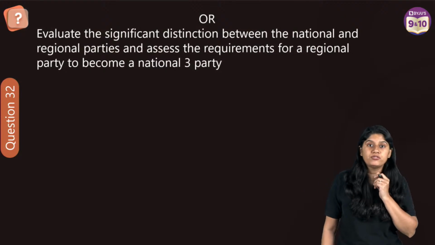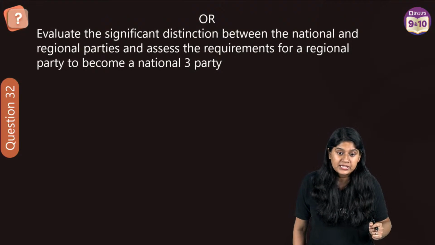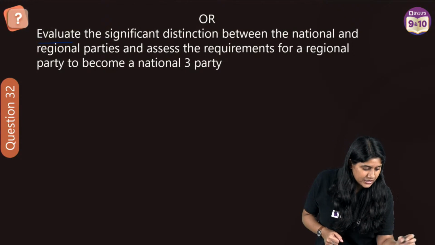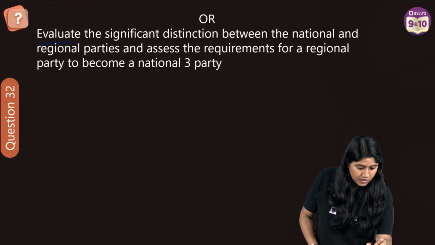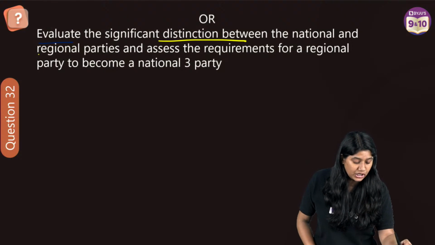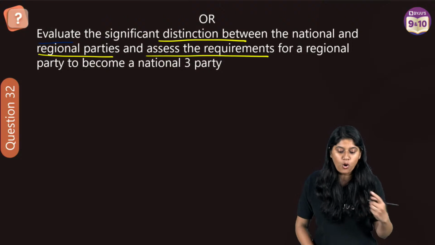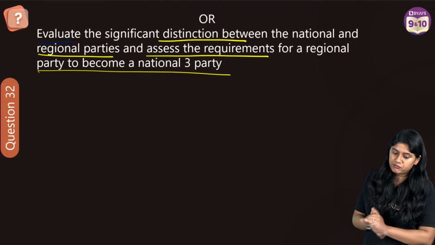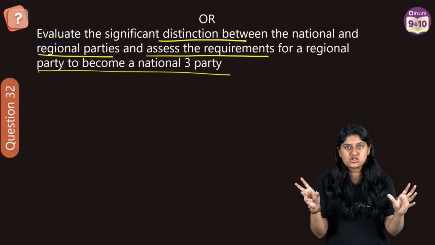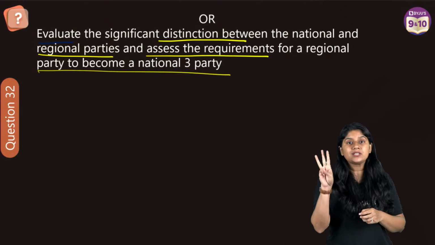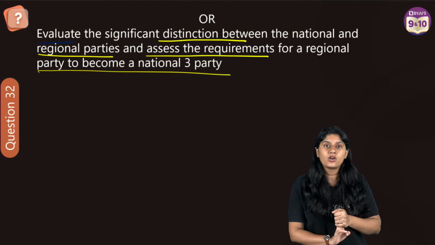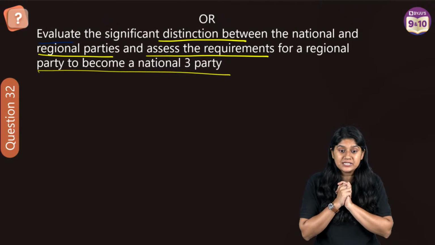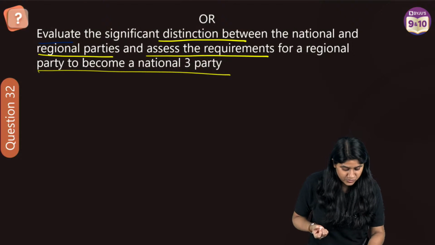The last question, I would say, of the 5 mark section. We have to evaluate the significance of the difference between the national and the regional parties, and we have to assess the requirement of the regional parties to become a national party. Easy question. We have to differentiate between a national party and a regional party, and then we have to tell 3 requirements, or the 3 important ways in which a regional party can become a national party. Easy peasy, right?